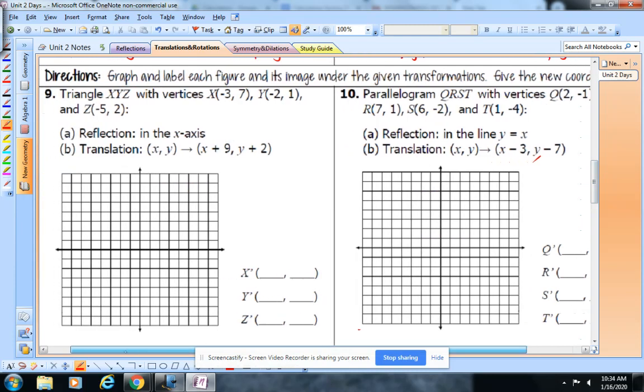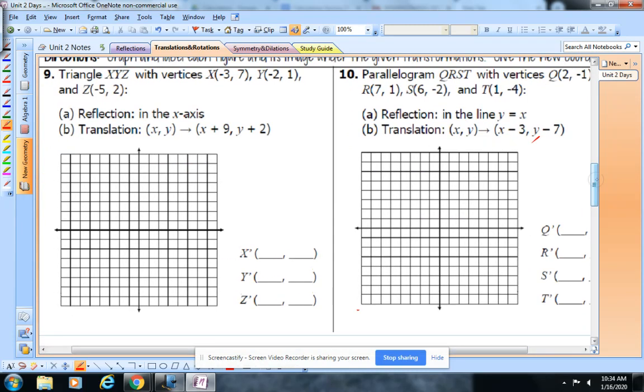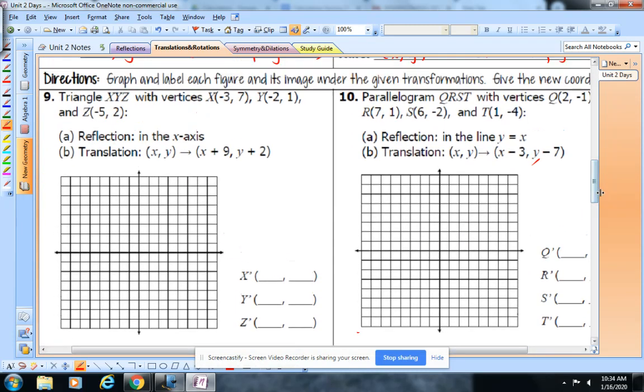Number 9 has 2 transformations they want us to do. Y'all see that? Okay, so let's go ahead and graph that original triangle. Let's graph the original triangle, please.